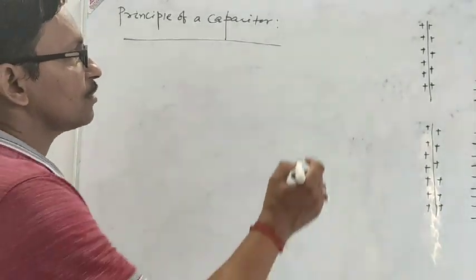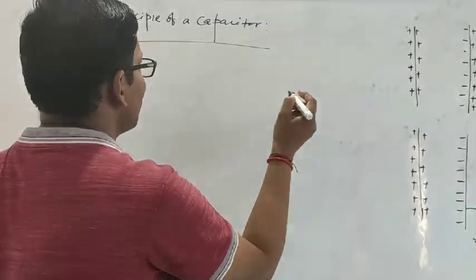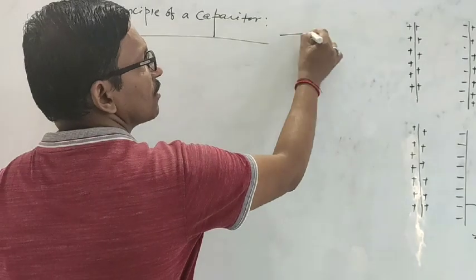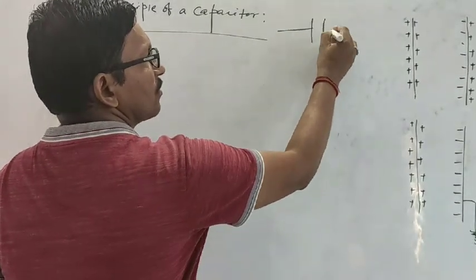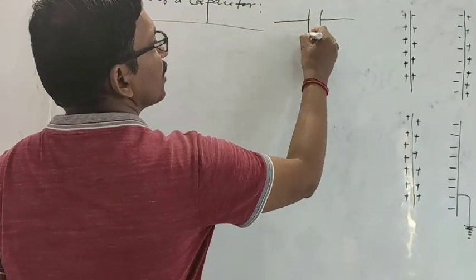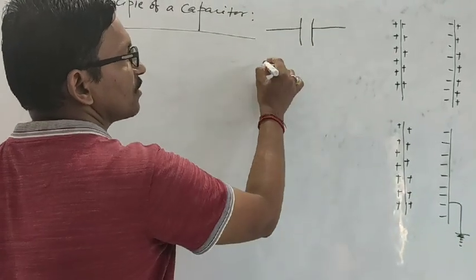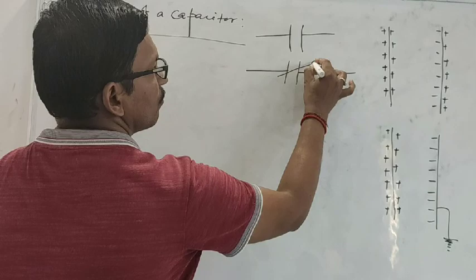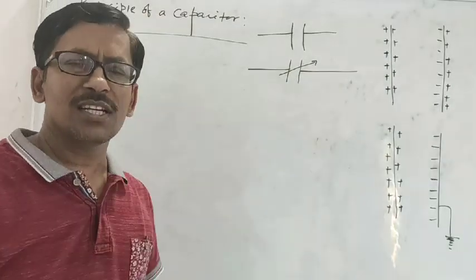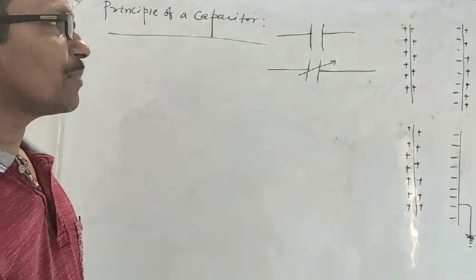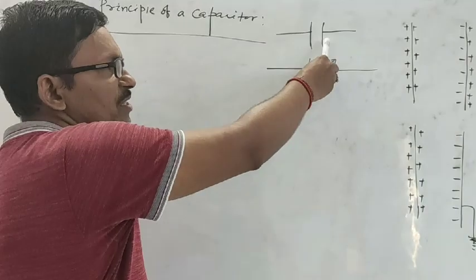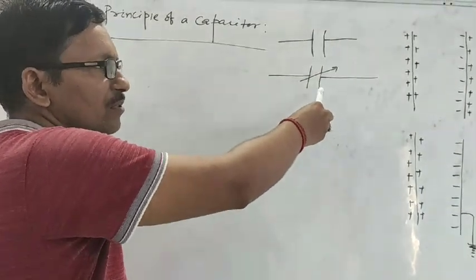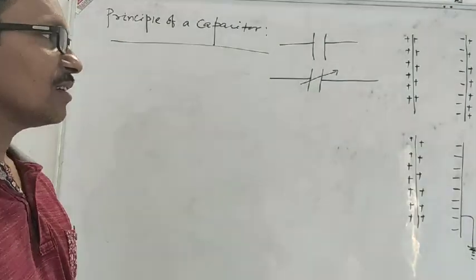Then the capacitor can be represented by a symbol like this. This is the symbol for a fixed capacitor, and this is the symbol for a variable capacitor. It is similar to a resistor symbol. Here this is a fixed capacitor, and this is variable, meaning you can change the capacitance.